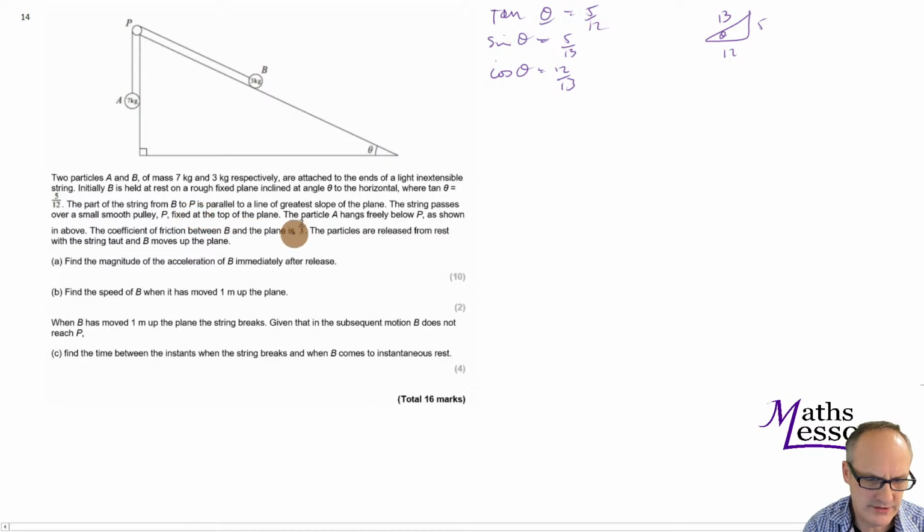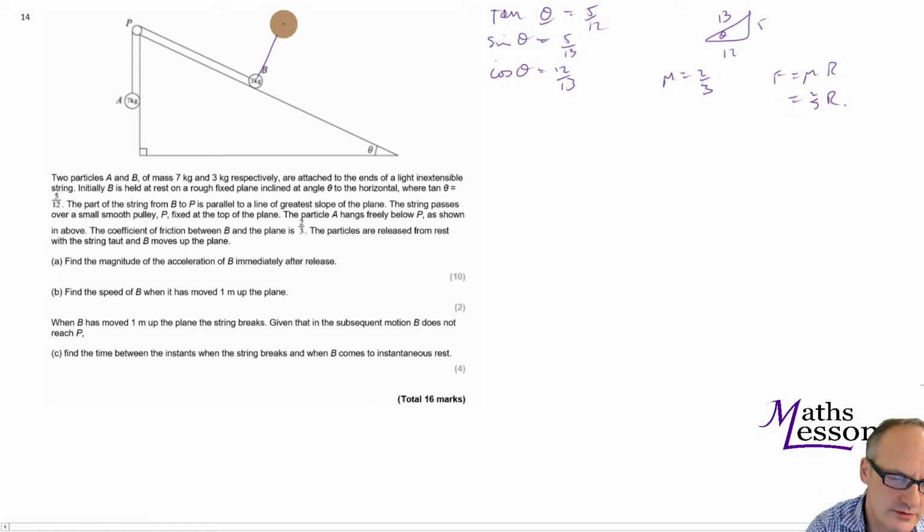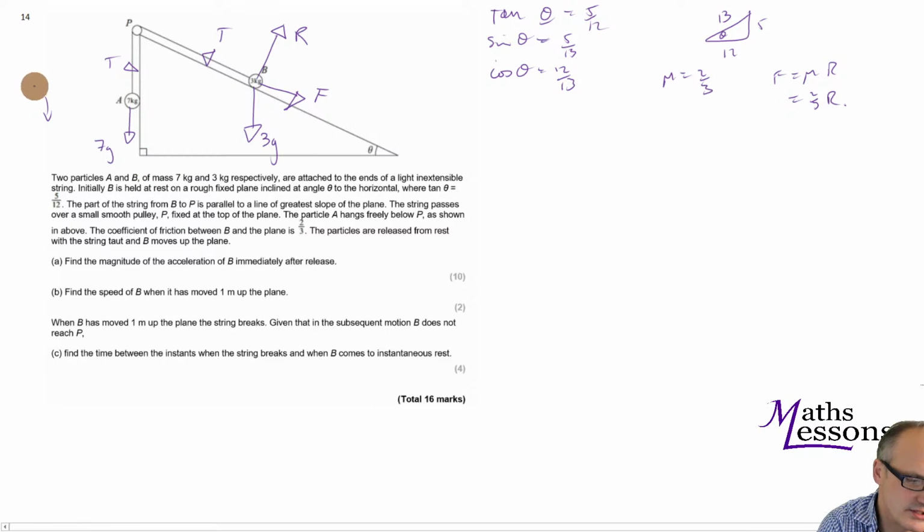We also know that mu is going to be equal to 2/3. I always like to write down all the information I have in the question. So from that, we know that F equals mu R, so therefore F equals 2/3 of R is also something we're going to be needing. Let's draw the forces. We're going to have our normal reaction here. On B, we're going to have friction acting down the plane, going this way. We're going to have 3G, the weight, acting down, and then we're going to have the tension. So if we're looking at B, the tension acts this way. Then we've got tension acting up from A, and then we've got the weight of A acting down this way, 7G. So the whole system is going to accelerate this way for that, and this way for that.